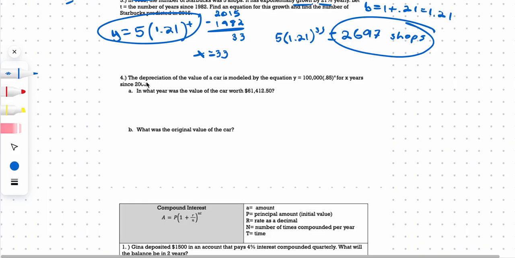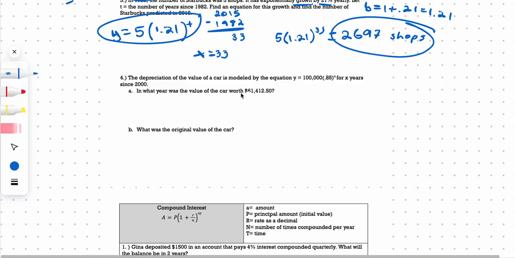The depreciation initially, right, when we read this, depreciate means going down. So we're probably going to have decay of some sort. So the depreciation of the value of a car is modeled by the equation y equals 100,000 times 0.85 to the x power, where x is years since 2000. So in what year was the value of the car 61,412.50? So let's create, they already give us the equation.